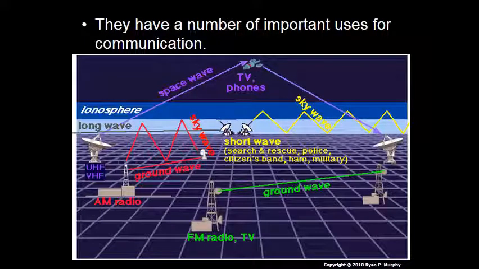So radio waves have a whole bunch of different uses. We use them for satellite signals. We use them for TVs and phones, obviously FM and AM radio and things like that. So we use these for a whole bunch of different things.